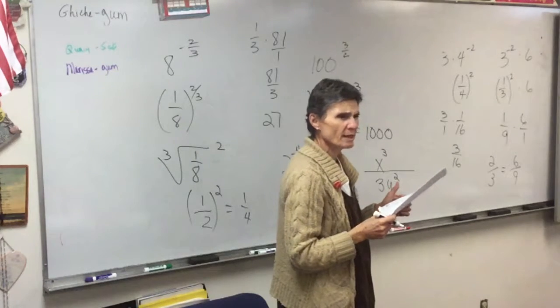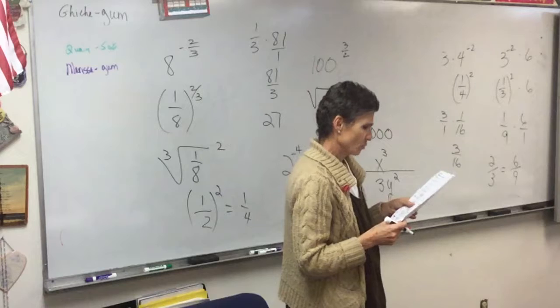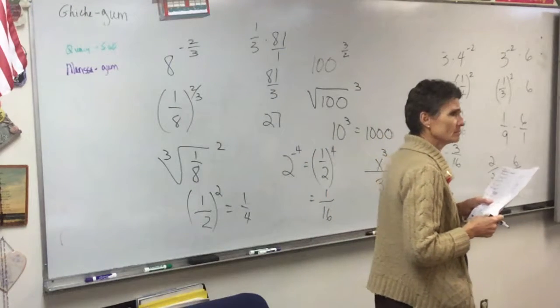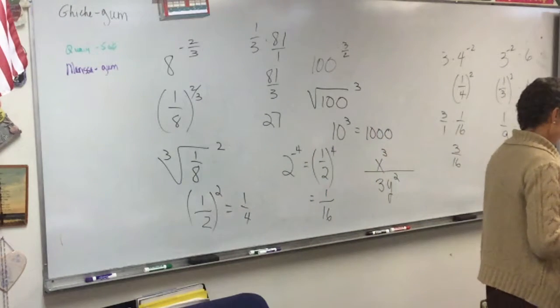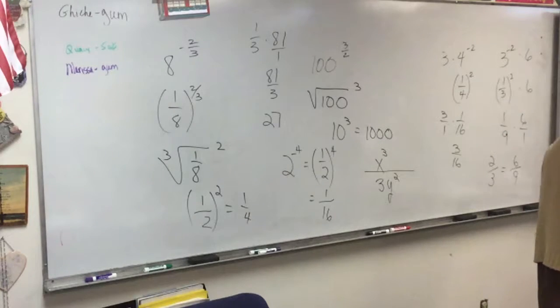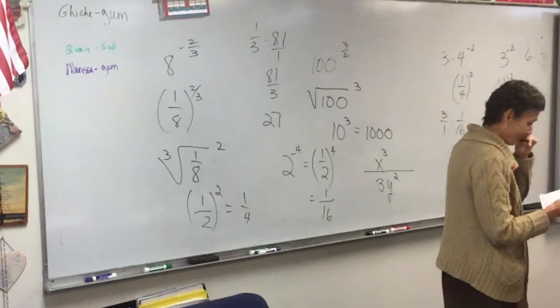Did we do 21 yet? 21's kind of easy. What does 21 mean? The cube root of 27 squared. What's the cube root of 27? 3, squared, 9. That's 21.